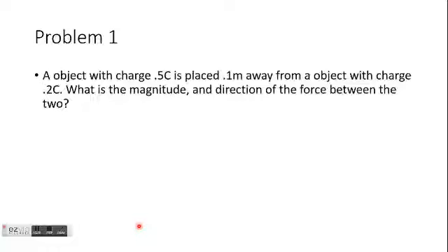Okay, so the first problem. An object with charge 0.5 coulombs is placed 0.1 meter away from an object with charge 0.2 coulombs. What is the magnitude and direction of the force between the two? So here we're going to be using that first formula we saw. And the direction too, so we have to remember, like charges repel, these are the same, so the force is going to be directed away from them. And so we'd say that K times 0.5 times 0.2 divided by 0.1 squared is about 9 times 10 to the 10th newtons and away from each other.